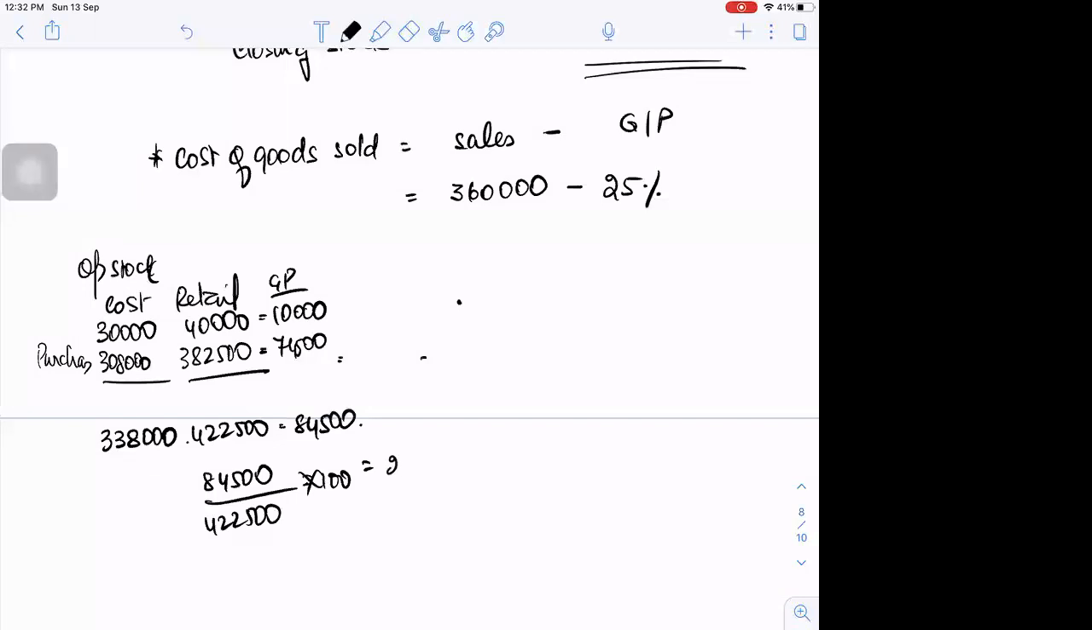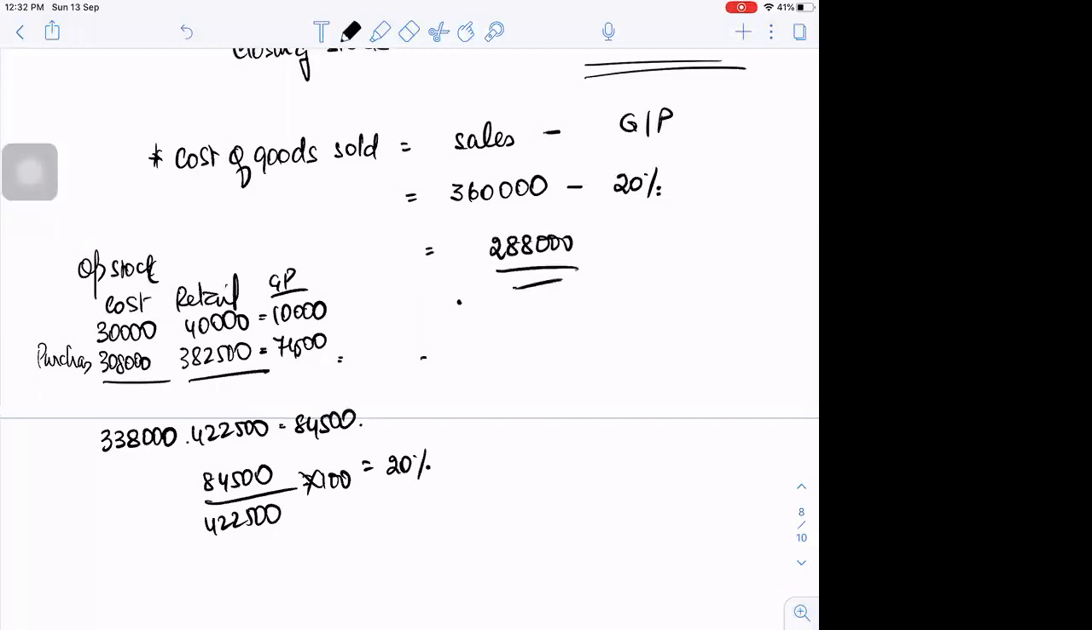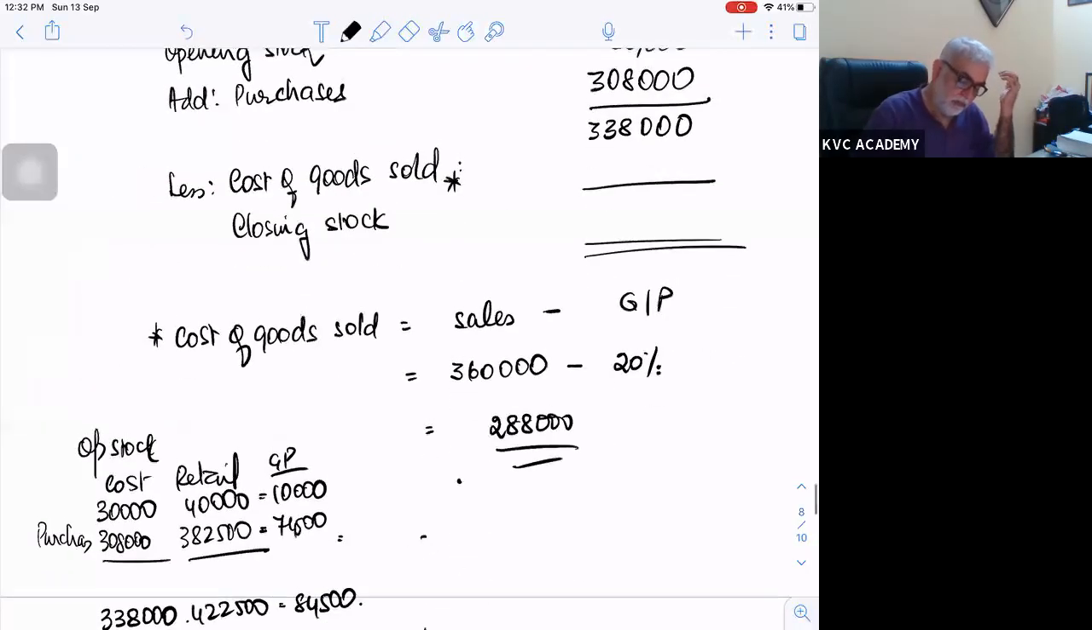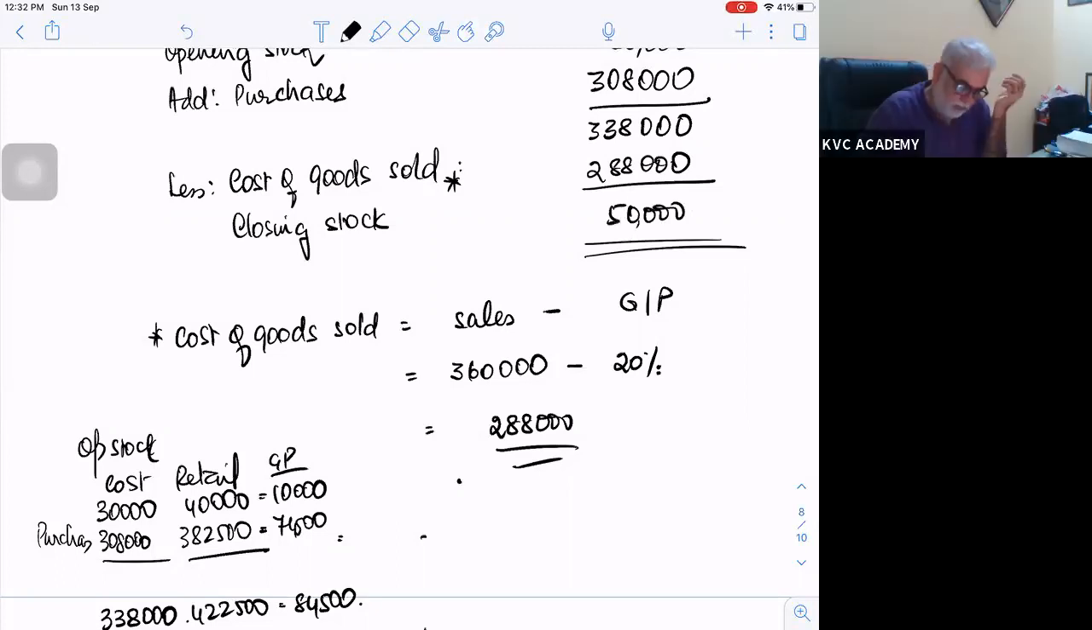20%. So I should take 20%. So how much is 360 minus 20%? 2,88,000. So I will reduce 2,88,000. Now what is my stock? 50,000. Do you all understand now?